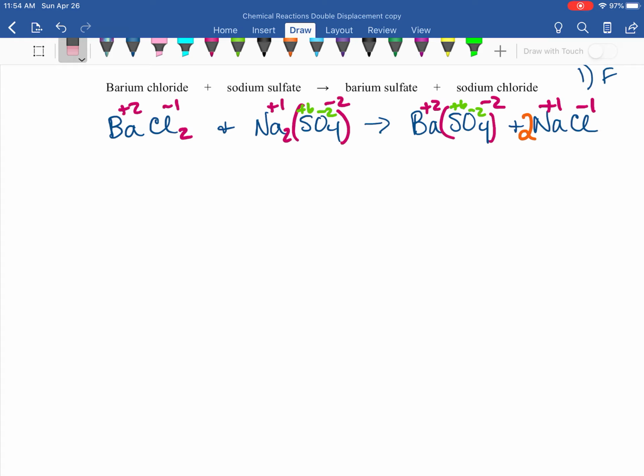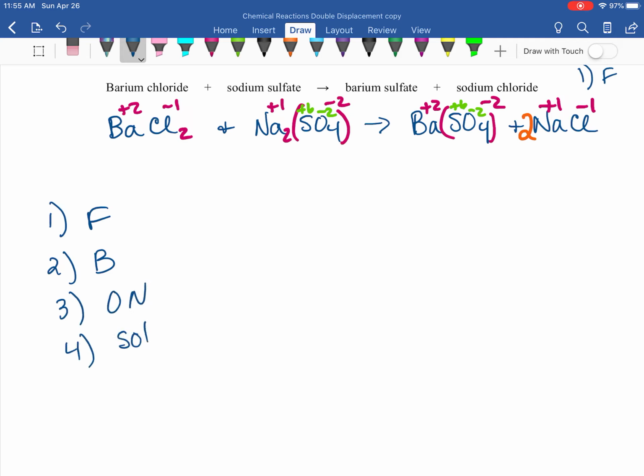Is this a redox reaction? No. And is this a double displacement reaction? Did your plus sides just change partners? Did they get bored and decide to change partners? Yes. So this is not a redox. It is a double displacement reaction. So let's reach for our solubility table. We've got another step in our process.